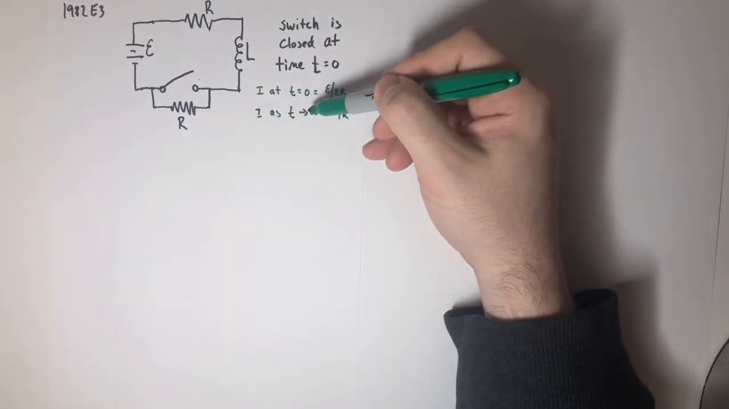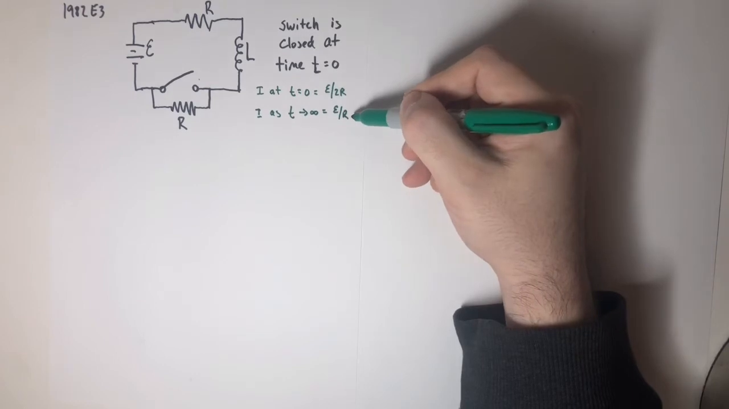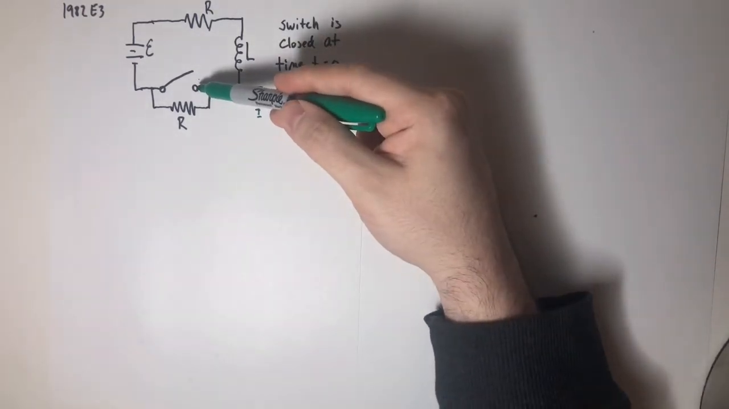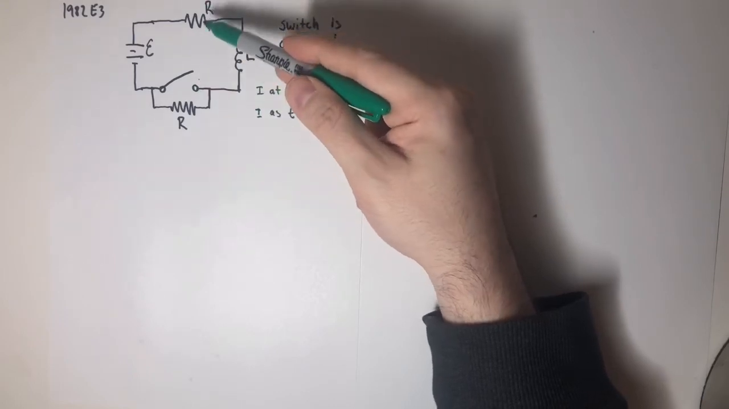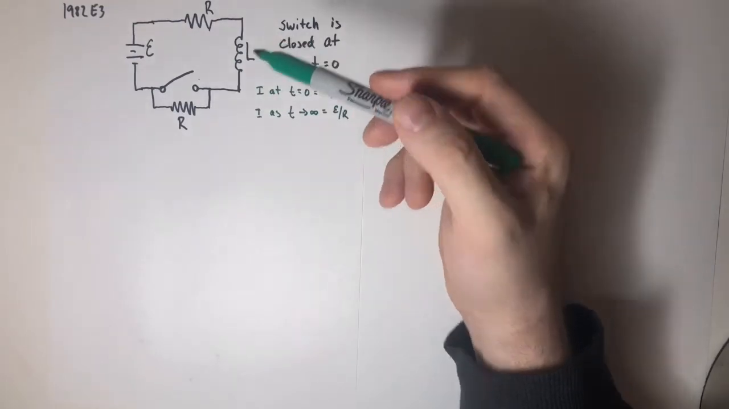Similarly, if we were to open the switch after a long period of time, you would have had a steady state current of E over R. Opening the switch and letting the circuit reach a new steady state would get you back again to E over 2R after opening the switch.